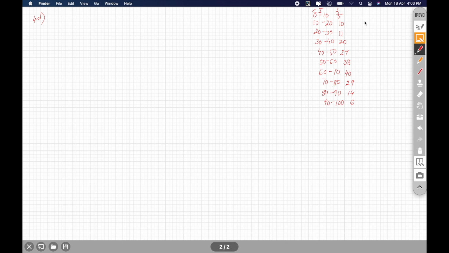So before we plot the points, we have to find the cumulative frequency. So the first cumulative frequency will remain as 5, then 5 plus 10 is 15, 15 plus 11 is 26, 26 plus 20 is 46, 46 plus 27 is 73, 73 plus 38 is 111, 111 plus 40 is 151. 151 plus 29 equals 180.